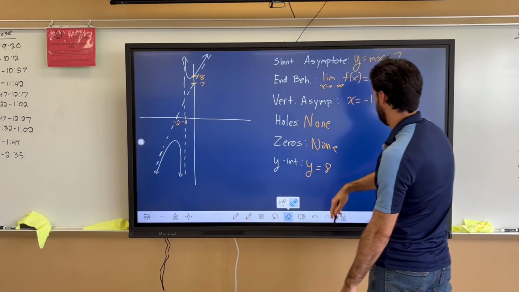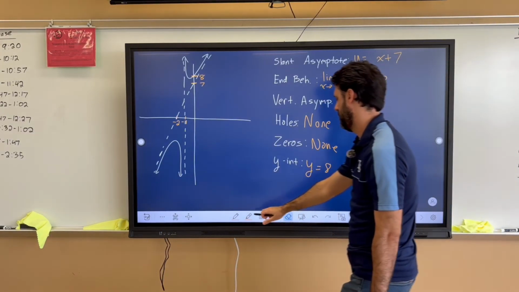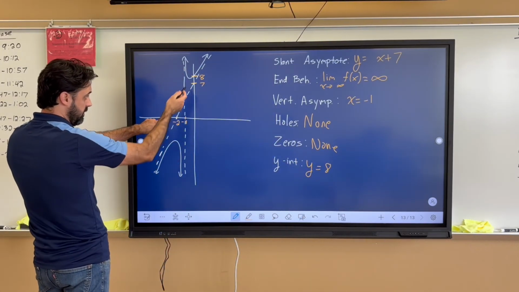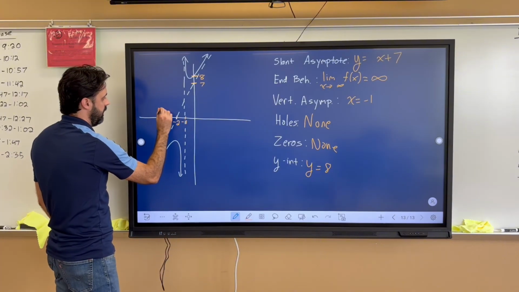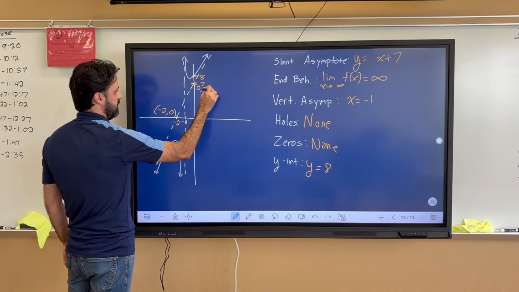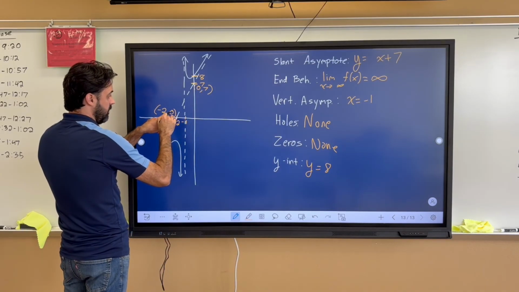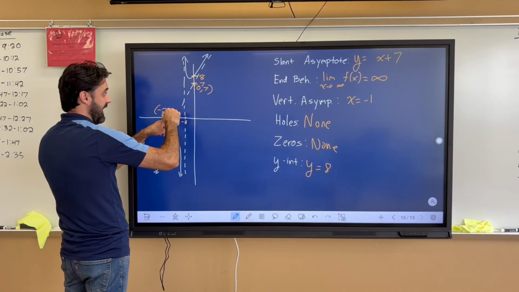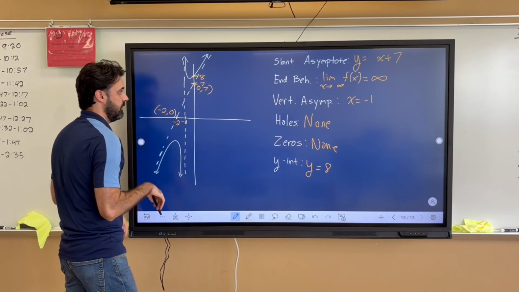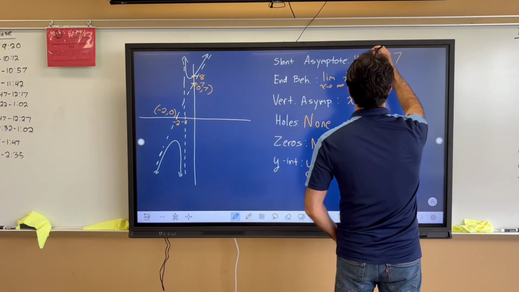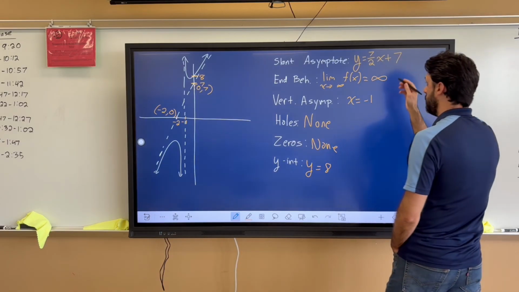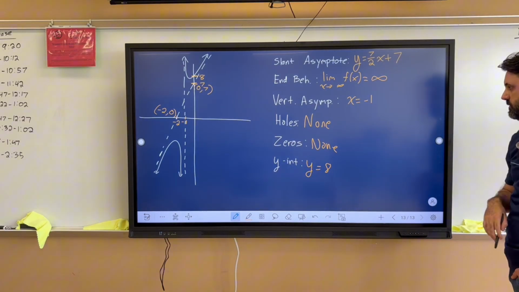The value for m is just rise over run. You could pick any points on this slant asymptote. I'm just going to pick the two that are on an axis. From this point to this point, the rise, we're going from y equals 0 to y equals 7. So the rise is 7, and the run, we're going right from -2 to 0. So our slope is just up 7 over 2. All right, and that would be the equation for the slant asymptote on this one.